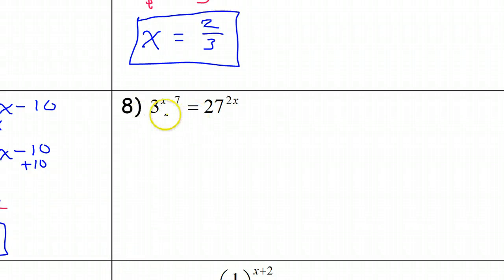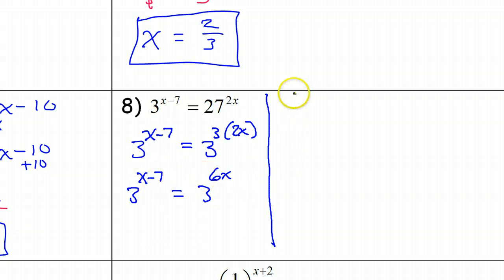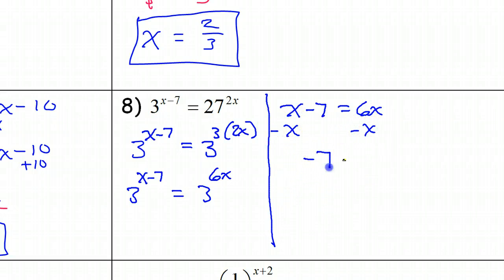Both of these can be written as base 3. So I've got 3 to the x minus 7 power, and 27 is 3 to the third power. So that means 3 to the x minus 7 power is equal to 3 to the 6x power. If the bases are the same, then the exponents must be the same. So x minus 7 must equal 6x. Subtracting x from both sides gives you negative 7 is equal to 5x. Then you divide by 5. Oh man, that's a terrible 5.